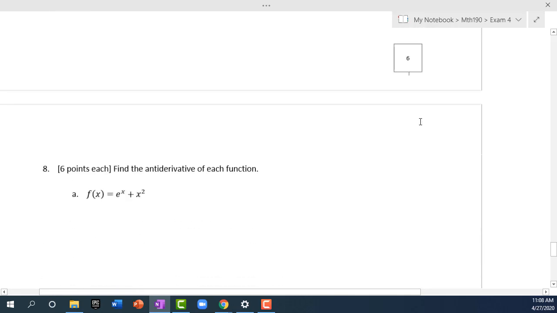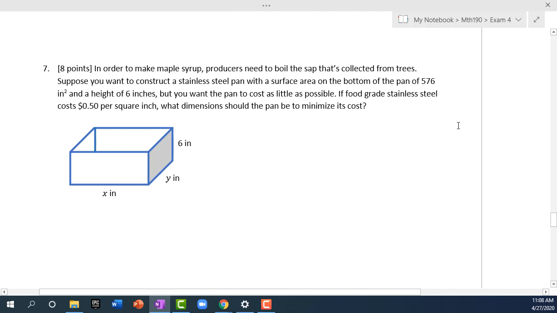I think is this the last one? Oh, we have more. Some antiderivatives, right?